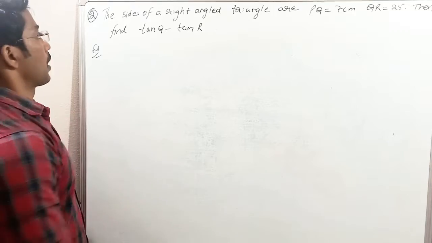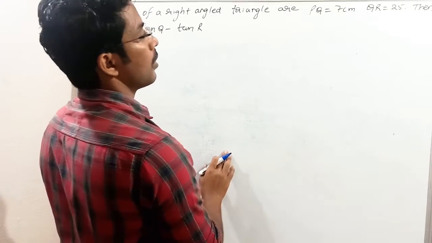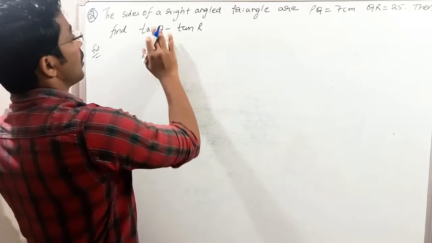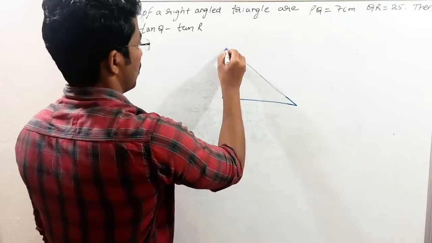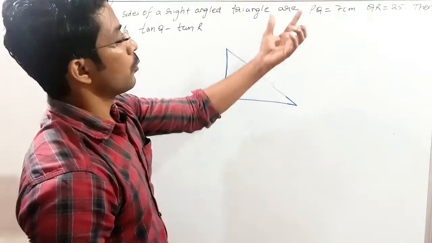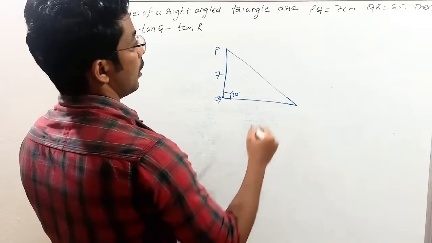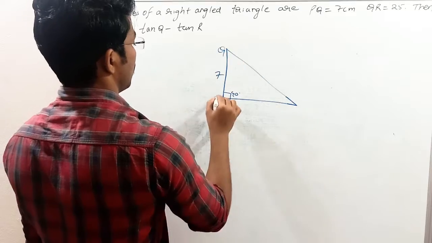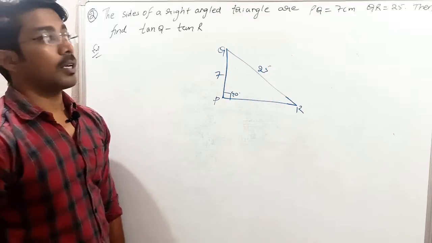Coming to the next problem: the sides of a right angle triangle are PQ, QR, 7 and 25. Then find tan Q minus tan R. He has given a right angle triangle, with PQ as 7 centimeters and QR as 25. Why am I taking 25 as the longest side?